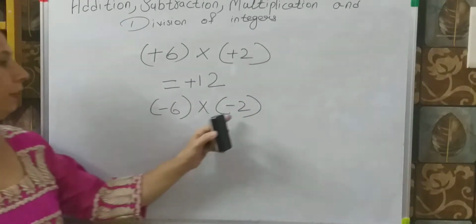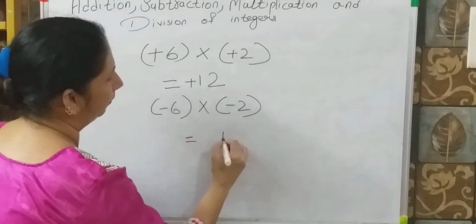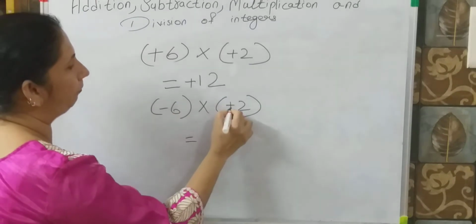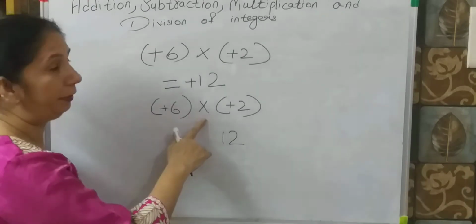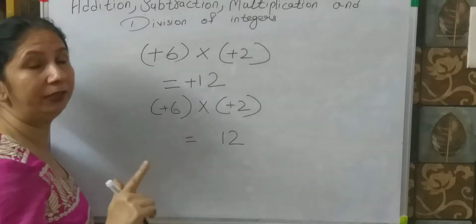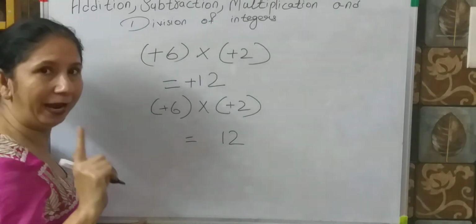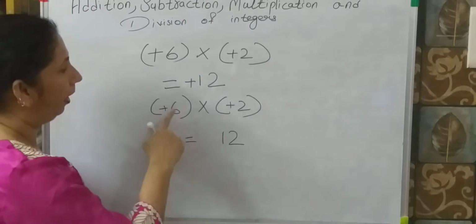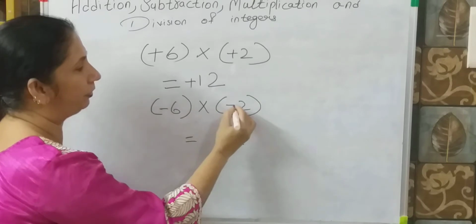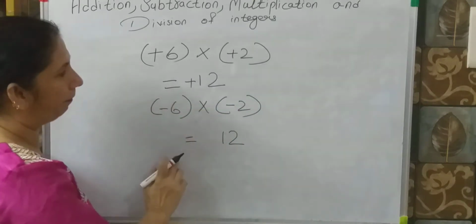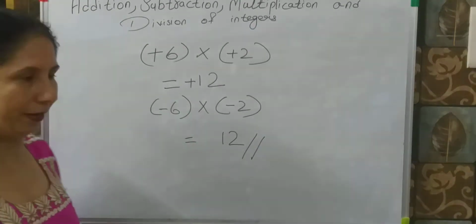In multiplication, you have to multiply 6 into 2, again 12. But negative will become positive. Negative will convert into positive in multiplication of integers. In addition and subtraction, if we have two negative signs, we add the numbers and put the negative sign. But in multiplication, that negative sign converts into a positive sign. Two negative signs will become plus. So our answer is only 12. We will not write minus 12.